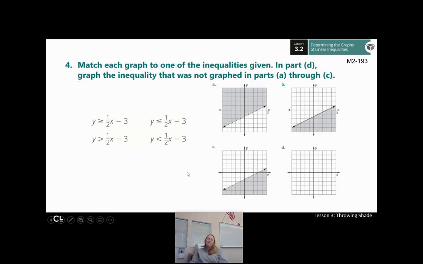All right, with this in mind, here's what I would now like you to do. I would like you to match each graph to the inequalities, all right? Now notice D is blank. So what's gonna happen is you're gonna match A, B, and C, and whichever one of these you didn't get to match, you're going to graph it on part D, okay? So go ahead and hit pause, see what you can do with this, and then hit play when you're ready to check your work.